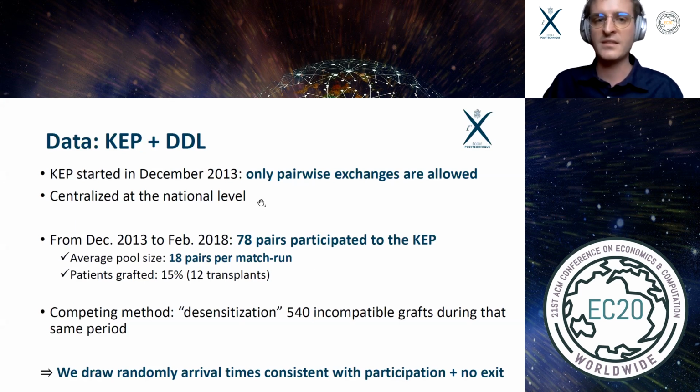So we use data from France. France has been using only pairwise exchanges since December 2013, and we have data from this date to February 2018. It's a very small market because in this period, only 78 pairs participated in this kidney exchange program. We also have data on 540 pairs who chose to do a desensitization, meaning a medical procedure that allows them to be compatible with their incompatible donor. Okay? And so we draw arrival times randomly, consistent with participation, and we assume that pairs do not exit exogenously.